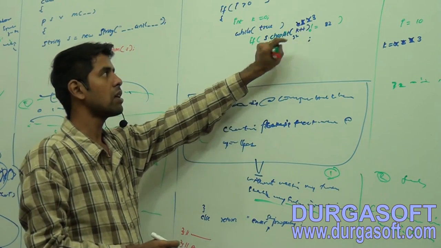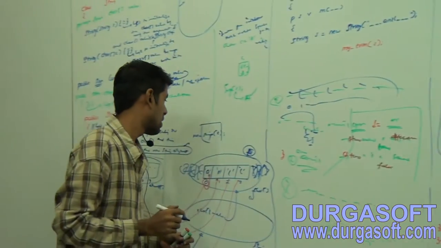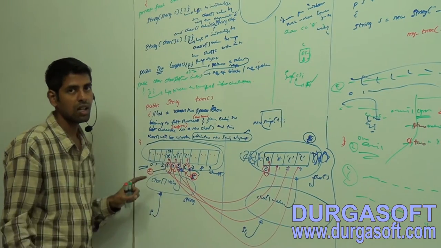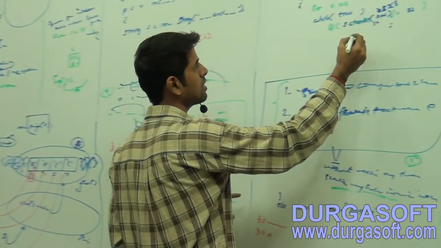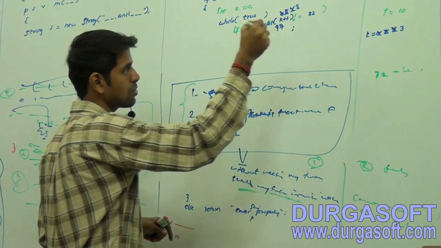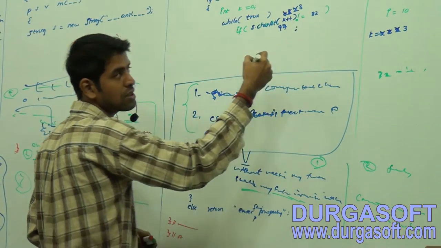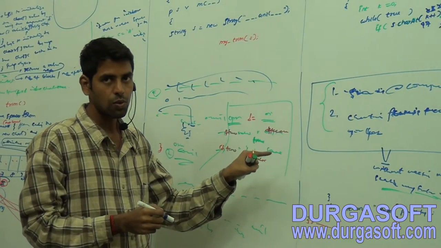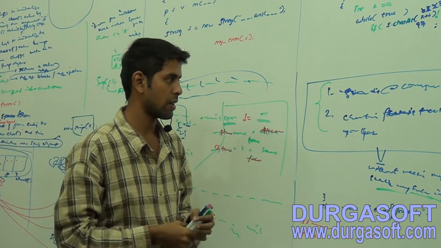Now s dot charAt of 3, how much? Observe, 97, right? Small a. Observe, 97 not equals to 32. I'm asking JVM, if both are different, it is true. Yes, observe here.